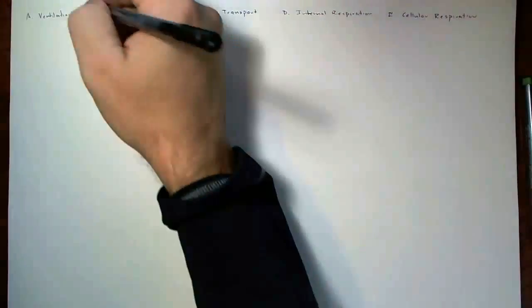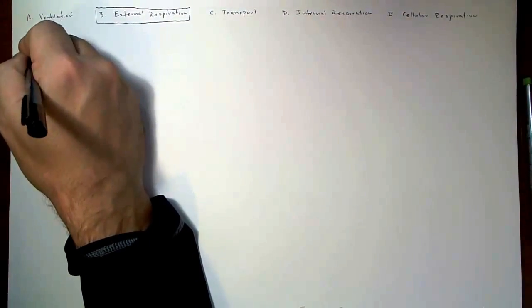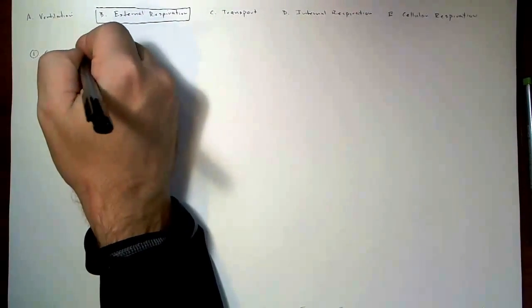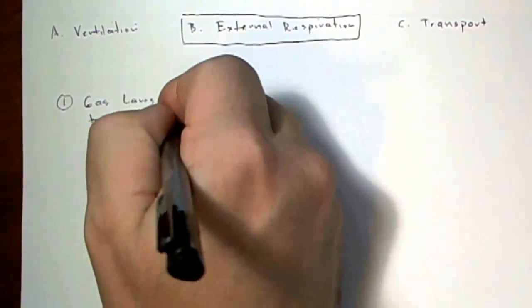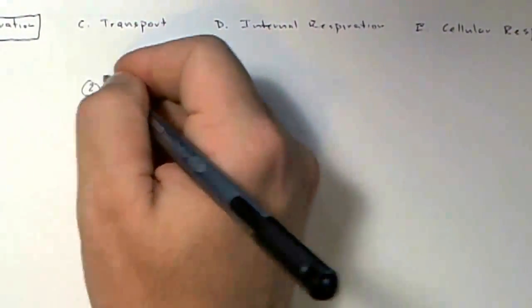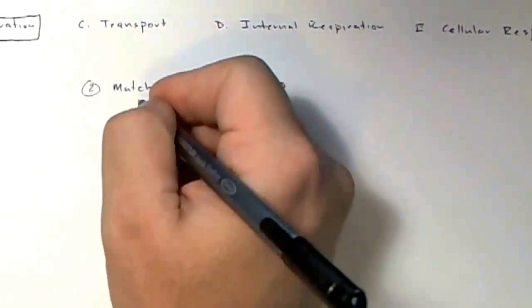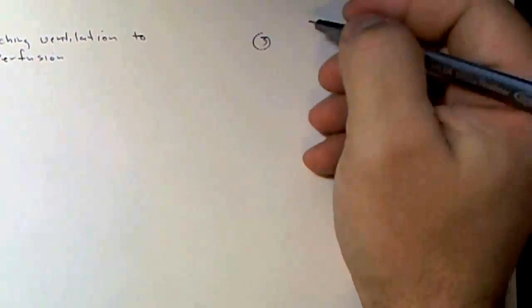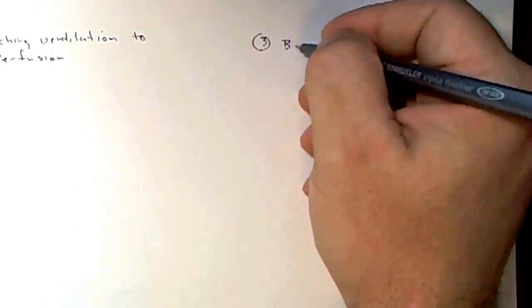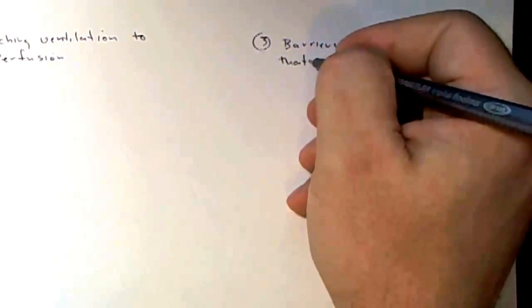So in this video, we're going to talk about external respiration. With external respiration, there's really 3 things that we need to talk about. First, we need to talk about gas laws that relate to respiration. The second part of this is we need to talk about matching ventilation, which is air in the alveoli, to perfusion, which is blood in the capillaries of the lungs. And the third part of external respiration is additional barriers in alveoli that prevent gas exchange.